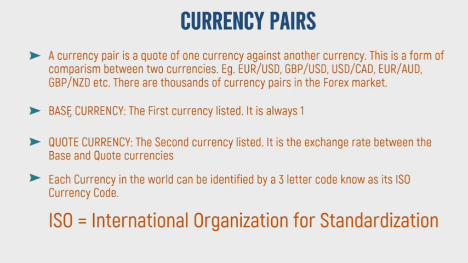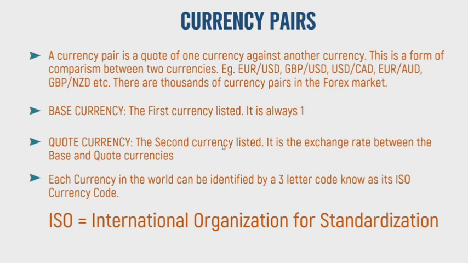We have what we call the base currency. The base currency is the first currency listed, and it is always one. The first currency listed, in this case EUR/USD, euro will be the base currency. In this case GBP will be the base currency. In this case USD will be the base currency, that's USD/CAD. And in this case euro will be the base currency, and it is always equal to one.